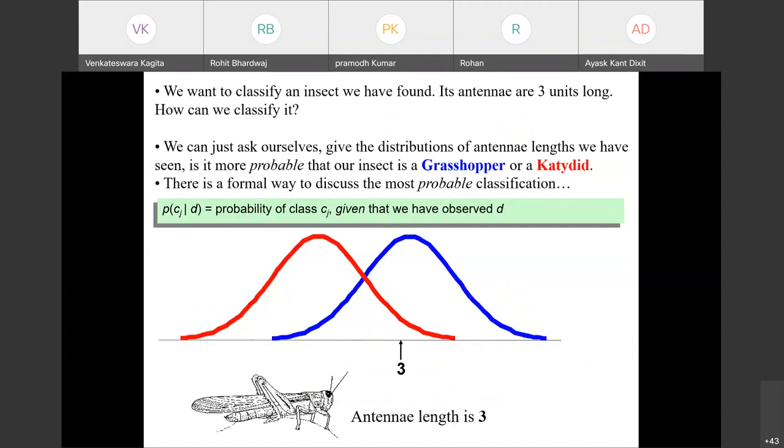Right. So we have got a new insect whose antenna length is 3. So how can we classify it? We can classify it in a more formal way. What is the probability that it belongs to katydids given this antenna length? And what is the probability that it belongs to grasshoppers given its antenna length? So what is the probability that it is a grasshopper given 3? And what is the probability that it is the other one, katydid, given antenna length 3, right?